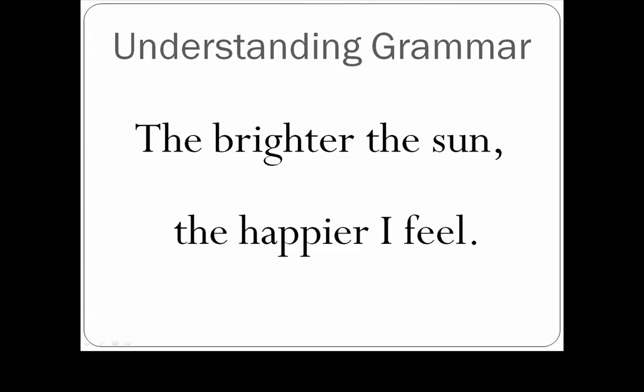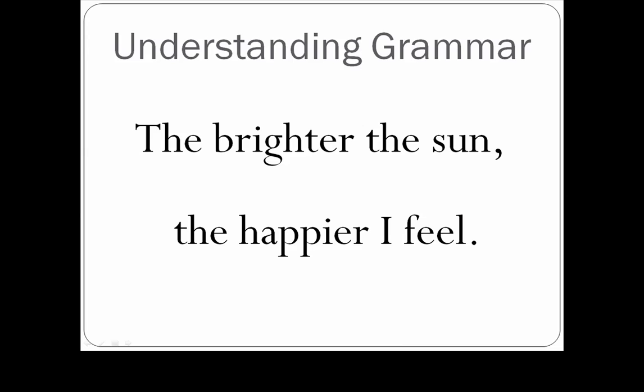Let's look more closely at the grammar. In this one sentence, we have a comma that separates two ideas, the cause and the effect. In each half of the sentence, we have a subject. It's what we're talking about. What's the subject in the first half? The sun. What's the subject in the second half? I. Now, let's talk about verbs. In the second half, we have I feel, subject verb.